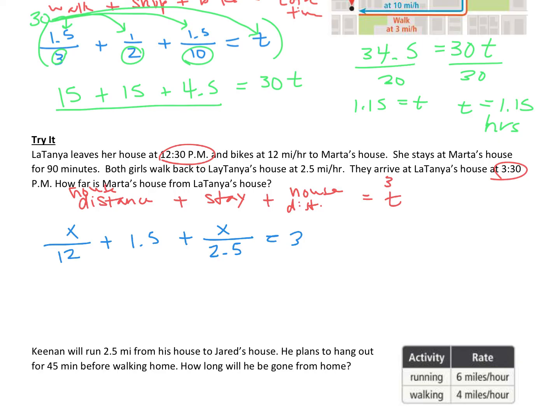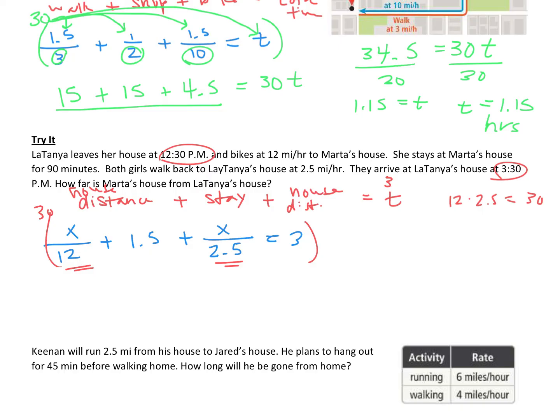Okay, well, let's solve this equation. We got fractions, multiply everything by a common denominator. This amazing fraction trick. So a common denominator, if you look, we have a denominator of 12 and 2.5. A quick way to get a common denominator is to actually multiply those two numbers together. 12 times 2.5 is 30. Look at us using that 30 again. We're going to multiply every single term by 30.